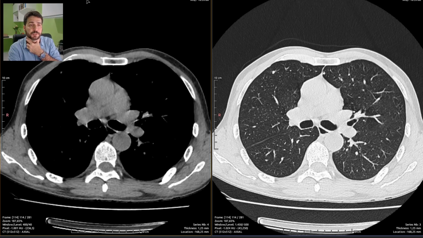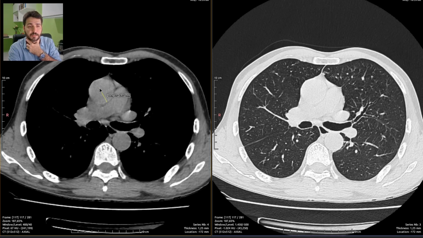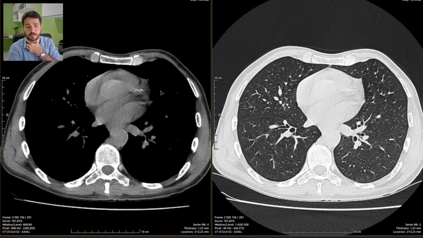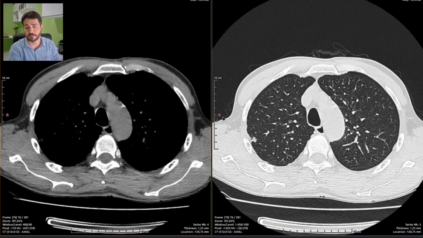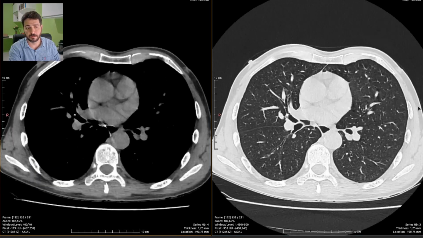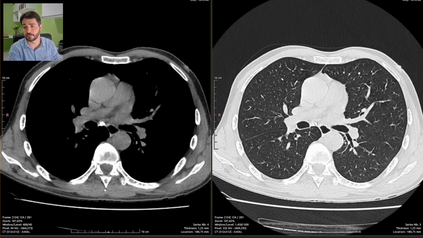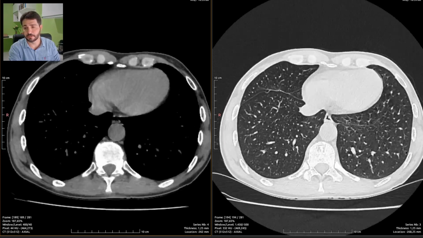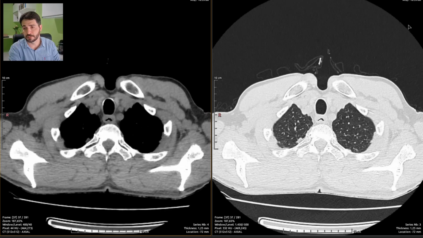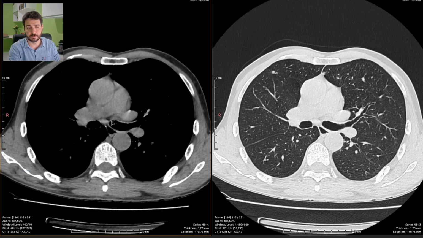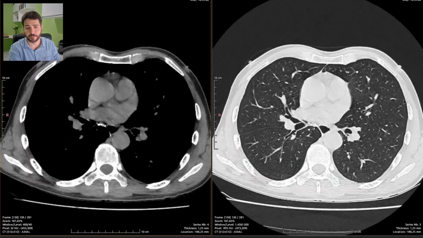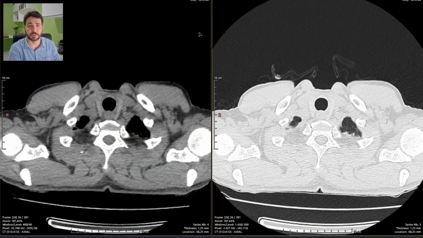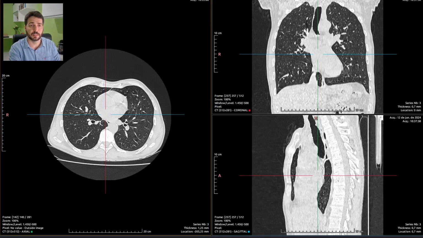I'm just going to measure here the ascending aorta. It's okay. There is some calcification on coronary arteries and on the aortic arch, some calcification on mediastinal lymph nodes, and esophagus. Esophagus is fine. Fine.